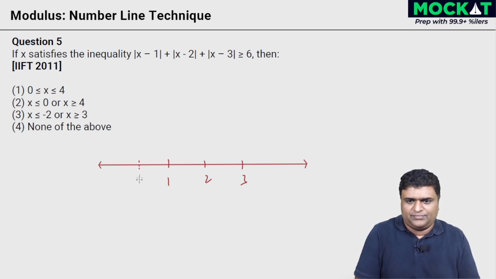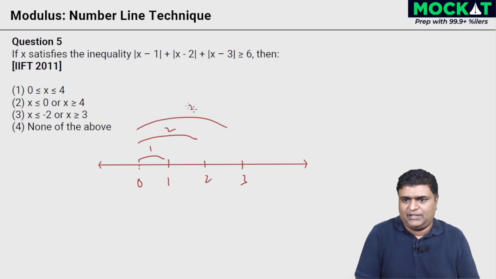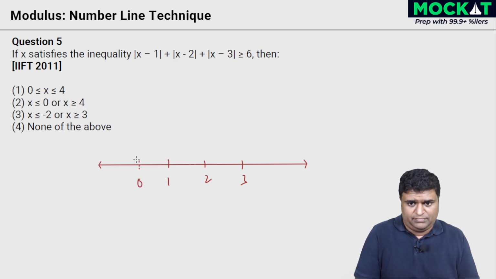Try out a 0. What is the distance from 0 to 1, 2, and 3? That's 1 plus 2 plus 3 adds up to 6, right? You want it to be greater than or equal to 6. You want it to be beyond 0. Right? Beyond 0, this region is what is accepted. Likewise, where was 0? 1 to the left of 1. Try 1 to the right of 3.